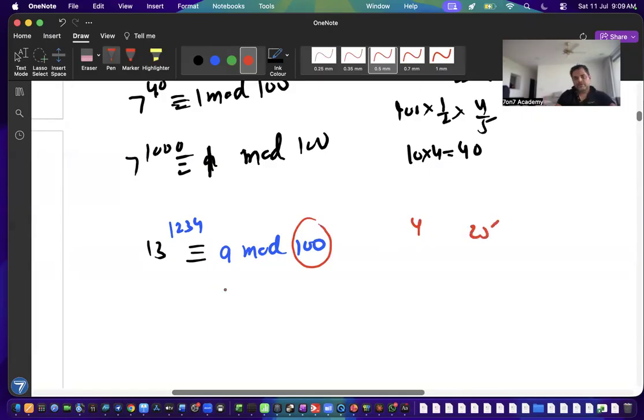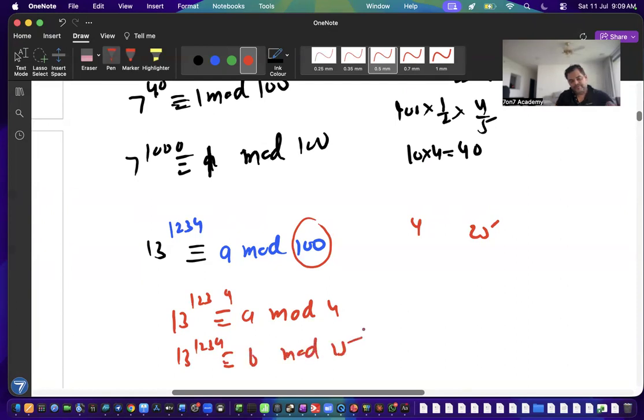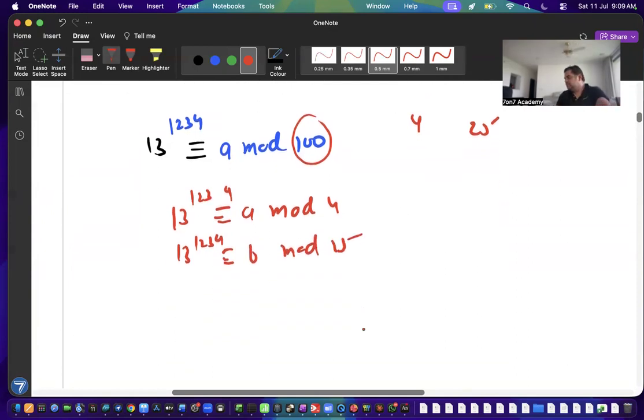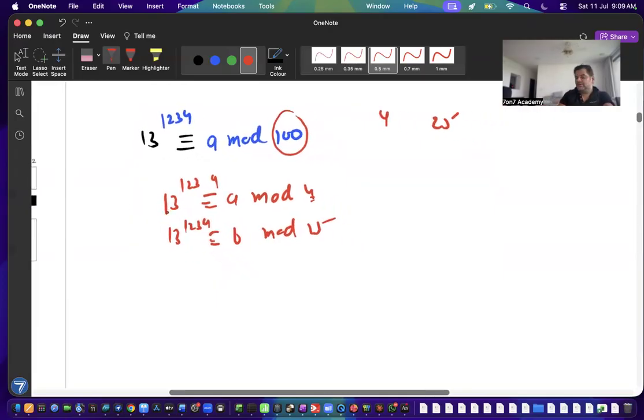Agree? So you find out 13 raised to 1234 congruent to A mod 4. Find out 13 raised to 1234 congruent to B mod 25. First, just calculate that. How will you calculate this? Tell me, how will you calculate? Isn't 13 one more than a multiple of 4? Yes, one more than a multiple of 4.